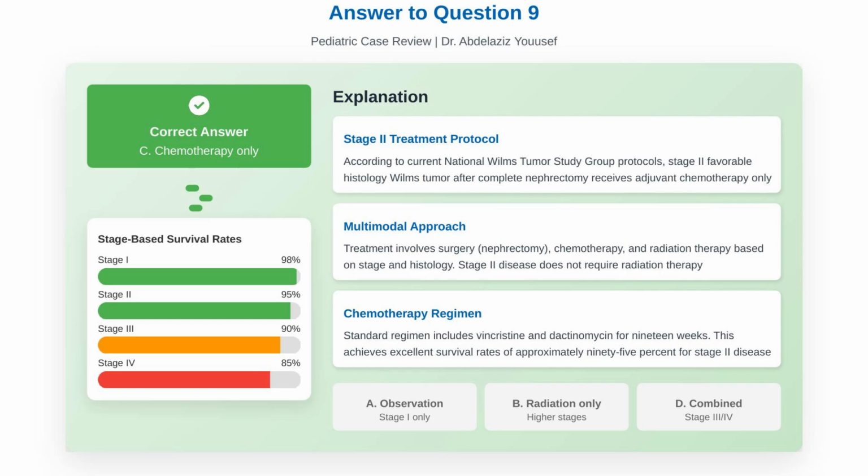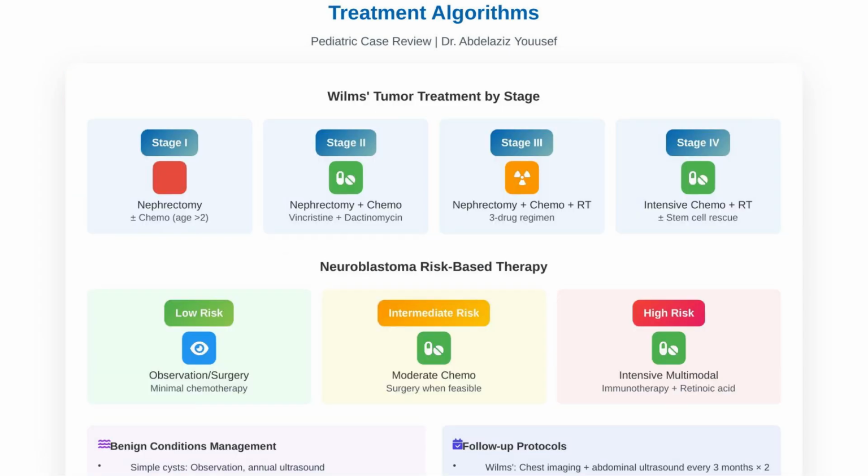Observation only is reserved for Stage 1 disease, with favorable histology in children under 2 years of age. Radiation therapy alone is not used as primary treatment. Combined chemotherapy and radiation therapy is typically reserved for Stage 3 and 4 disease. The standard chemotherapy regimen for Stage 2 includes vincristine and dactinomycin for 19 weeks, achieving excellent survival rates of approximately 95%. Long-term follow-up considerations include monitoring for late effects of therapy and recurrence surveillance. Treatment algorithms for pediatric renal masses vary by diagnosis and stage.